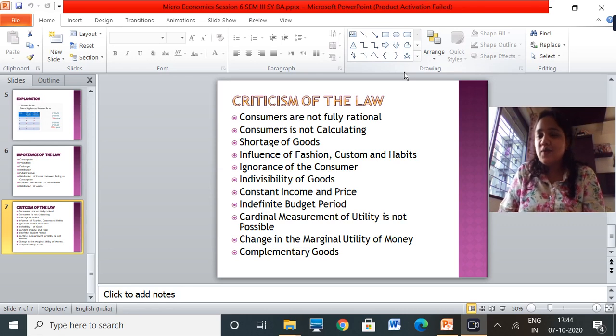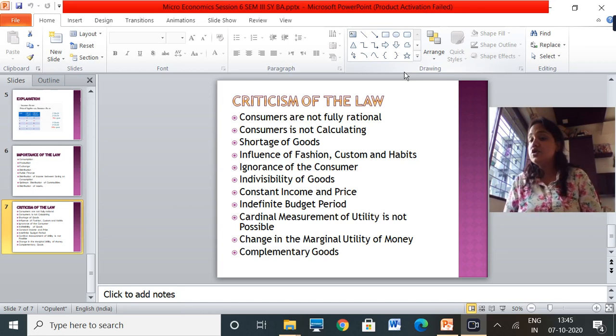Consumers are not calculating. It is very difficult for me as a consumer to understand that 3 units are going to give me so much of utils and 4 units are going to give me so much of utils. So I'm not in a position to calculate the utility. Utility is a psychological concept. It is not a numerical concept wherein you can calculate in numbers. It differs from person to person. So the consumer does not know how to calculate the utility that he derives from different commodities.